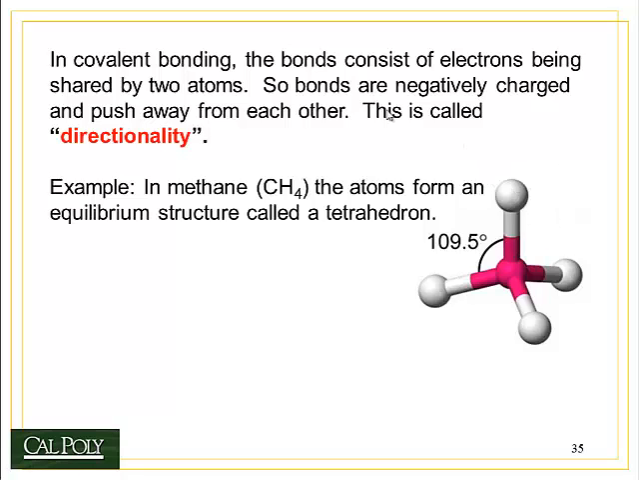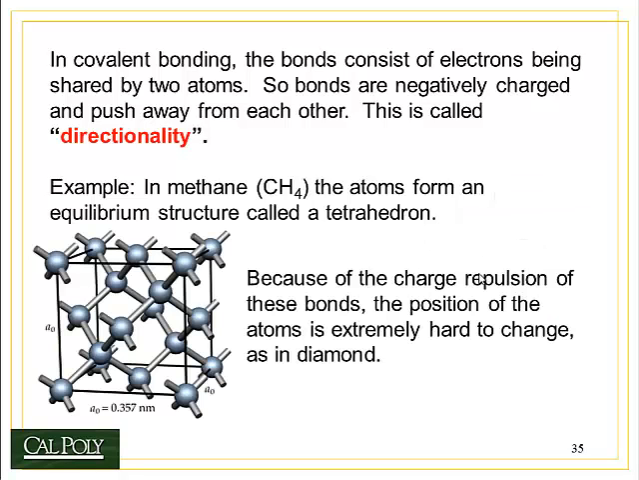Well, you know that like charges repel each other. So therefore, the hydrogen atoms all repel and try to spread out as far as possible in 3-dimensional space. And the angle that allows them to spread out the most is 109.5 degrees. This property where the atoms spread themselves out as far as possible is called bond directionality. And it has some really important results.